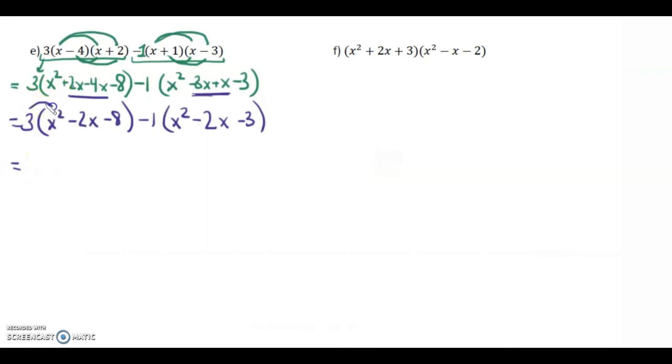Okay, in the next line, we're going to distribute the 3 into the first bracket. Then we're going to stop when the bracket stops. So 3 times x squared is 3x squared. 3 times negative 2 is negative 6, so negative 6x. And 3 times negative 8 is negative 24. Okay, we're going to do the same thing to the negative 1. Distribute it into the second bracket. So negative x squared. We're just negating these numbers. So instead of negative 2x, it's going to be plus 2x. And instead of negative 3, it's going to be plus 3.